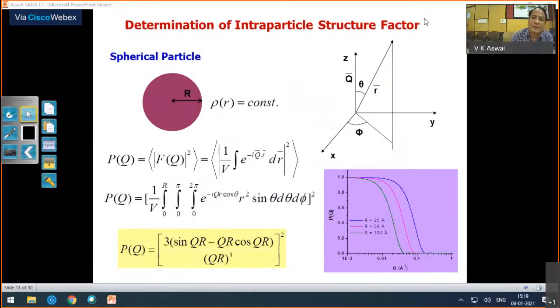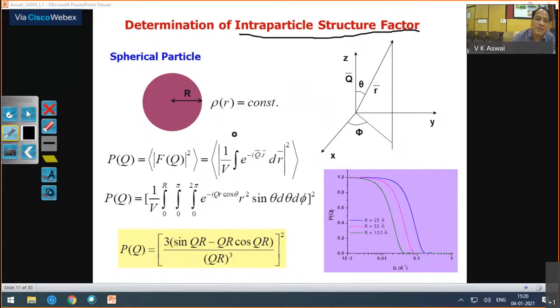Okay, so now as I said, your scattering curve depends on two terms. One is the intraparticle structure factor, and another is the interparticle structure factor. To understand the scattering curve, you have to know about the functionality of these two factors. So let's start with the intraparticle structure factor.